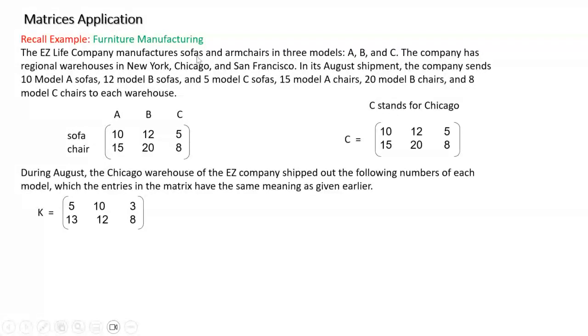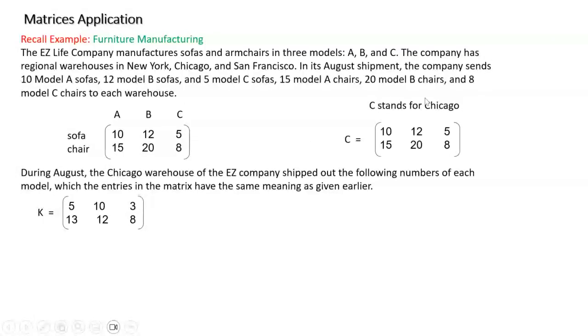The Easy Life company manufactures sofas and armchairs in 3 models, which is A, B, and C. The company has regional warehouses in New York, Chicago, and San Francisco. In its August shipment, the company sends 10 Model A sofas, 12 Model B sofas, and 5 Model C sofas, and 15 Model A chairs, 20 Model B chairs, and 8 Model C chairs to each warehouse, which it represents by the matrix here.